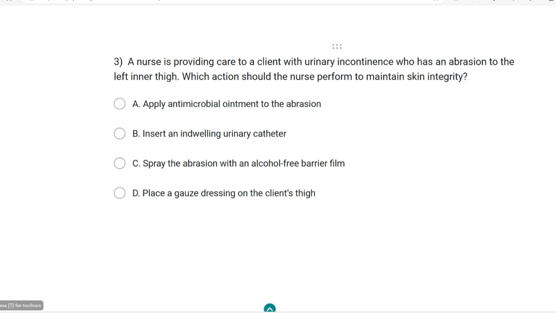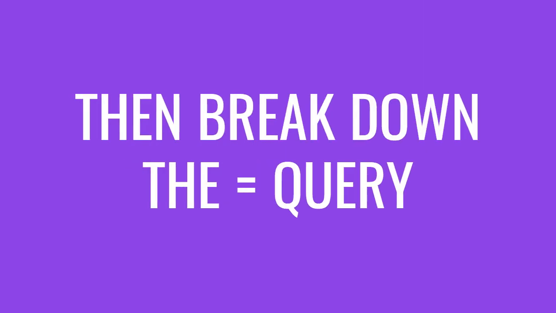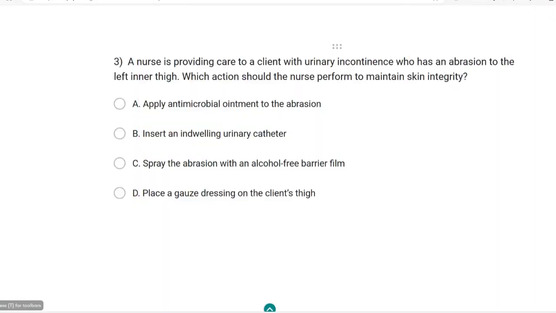All right, so our query is, now we're going to break down the question. The query is, which action should the nurse perform to maintain skin integrity? Now when you're breaking down questions, you want to pay attention to key words. And a lot of times that's embedded in the query. This question is not asking you what you're going to do about urinary incontinence. It is asking, what are you going to do about skin integrity? And better yet, how are you going to maintain the skin integrity?